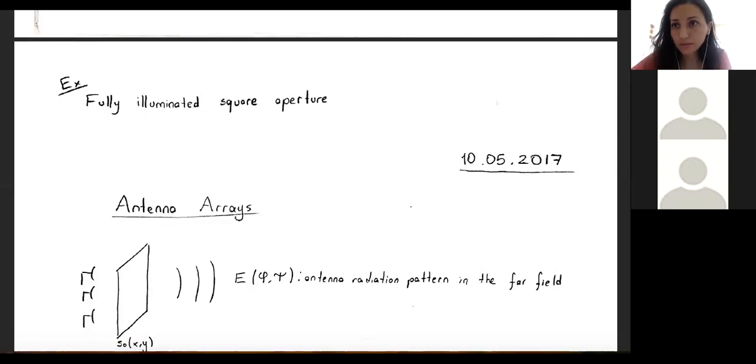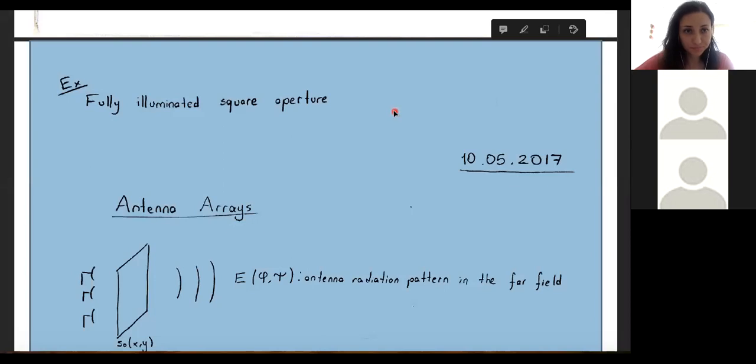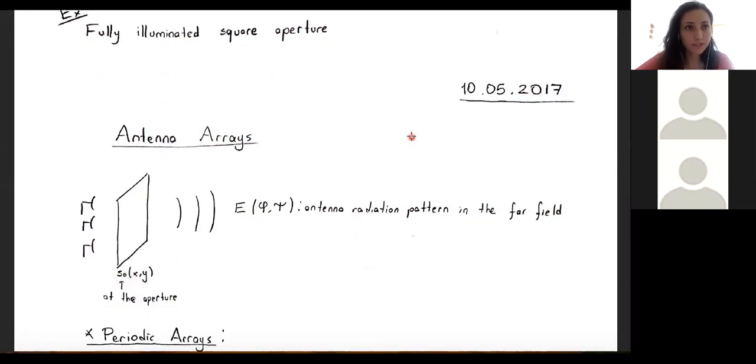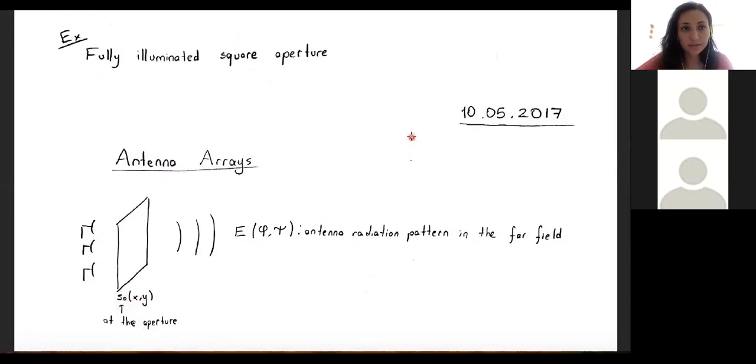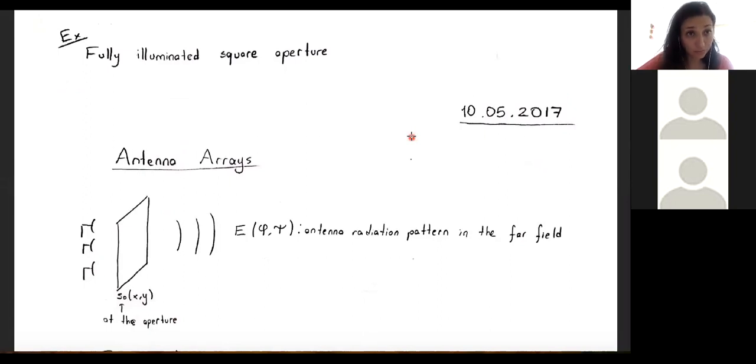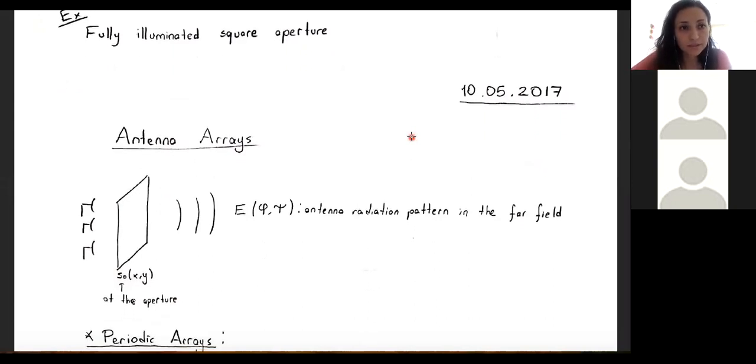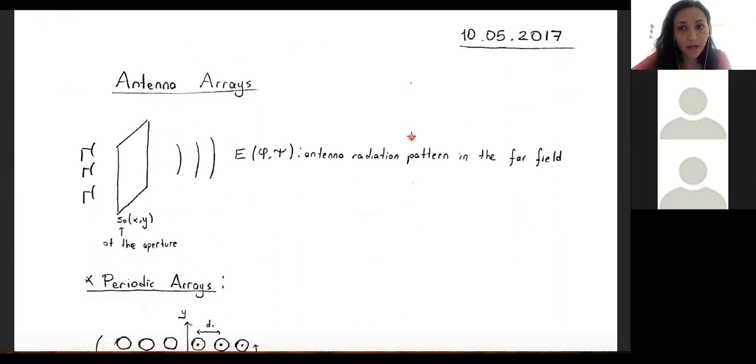Okay, so let's start. We discussed the antenna radiation pattern, the relation between the illumination function and antenna radiation pattern for the 1D and 2D cases. Now we want to also understand the antenna arrays, how the radiation pattern looks like for an array of antennas.